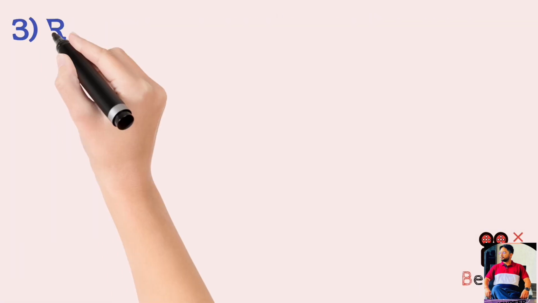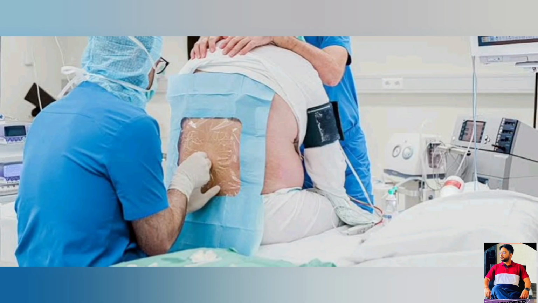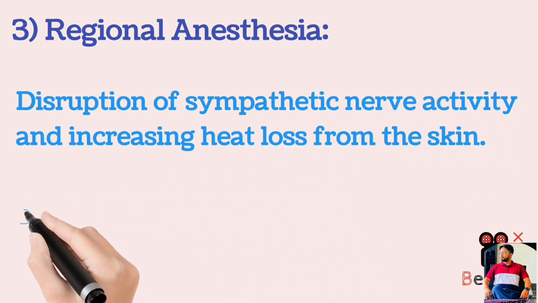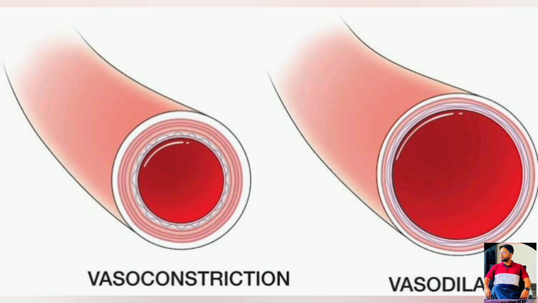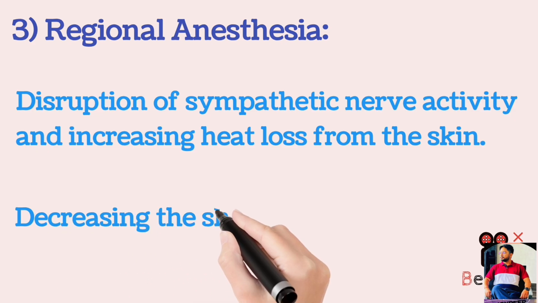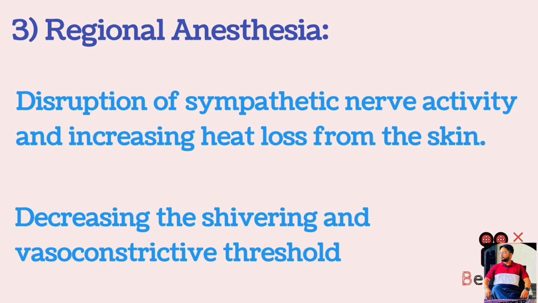Regional anesthesia blocks sympathetic activity. Thus, there is parasympathetic overactivity noted. Due to the sympathetic blockade, there is vasodilatation noted below the level of the sympathetic block. That leads to cooler peripheral blood being redistributed to the core body area, which decreases the core body temperature. Regional anesthesia decreases the shivering and vasoconstrictive threshold by 0.6 degrees centigrade.